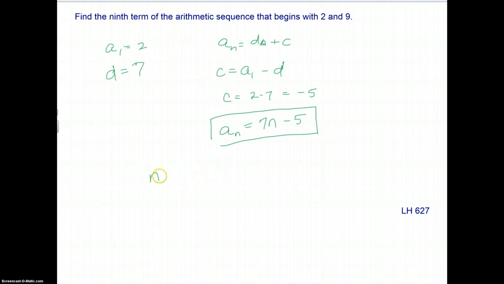Well, when n equals 9, this formula becomes a sub 9, the ninth term of the sequence, is equal to 7 times 9 minus 5, which is 58. 63 minus 5. That would be the ninth term of our sequence.